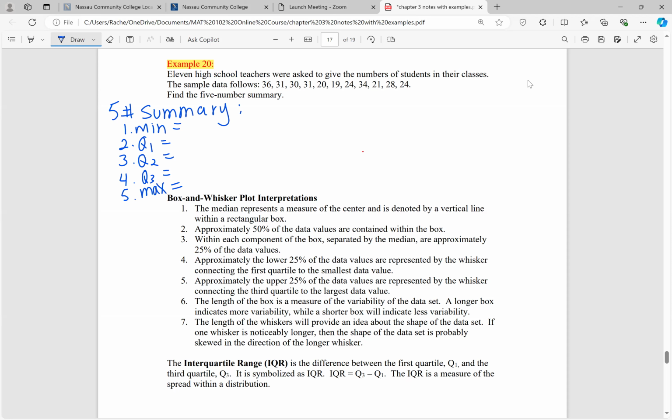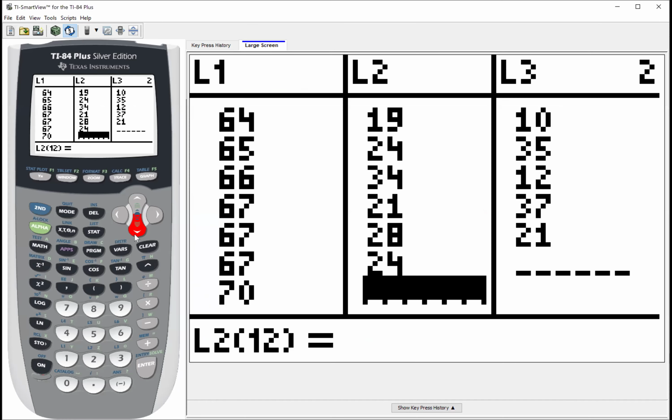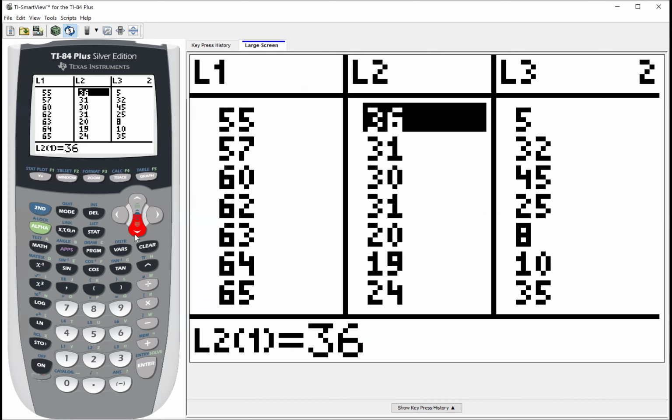I'm going to give you a minute to pause, and I want you to enter this data into a list in your calculator. And then once you do that, you can unpause and we'll continue. Now I already have this list in my calculator, so I'm going to share my calculator screen. And I have this data in list 2.